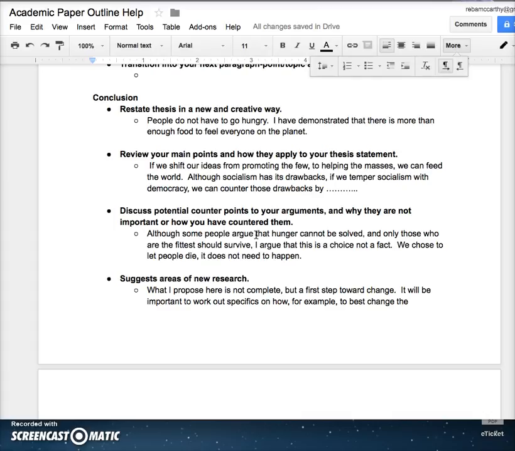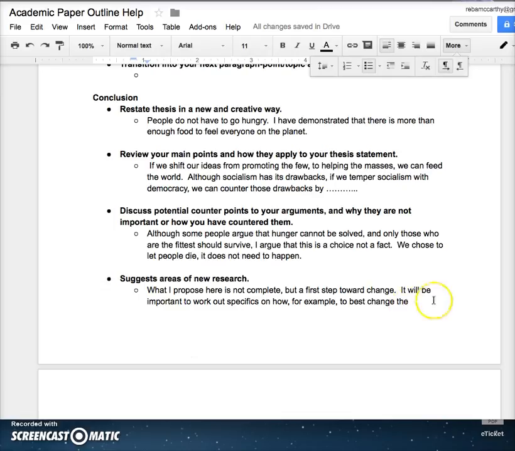Ideally, your conclusion should include the following elements. First, restate your thesis in a new and creative way. Second, you want to review the main points in your paper, the main arguments, and discuss how they read back to your thesis statement. You want to discuss all the major potential counter arguments that you had to deal with in your paper and why they are not important and why your theory works better. And then you want to give some suggestions for new research.